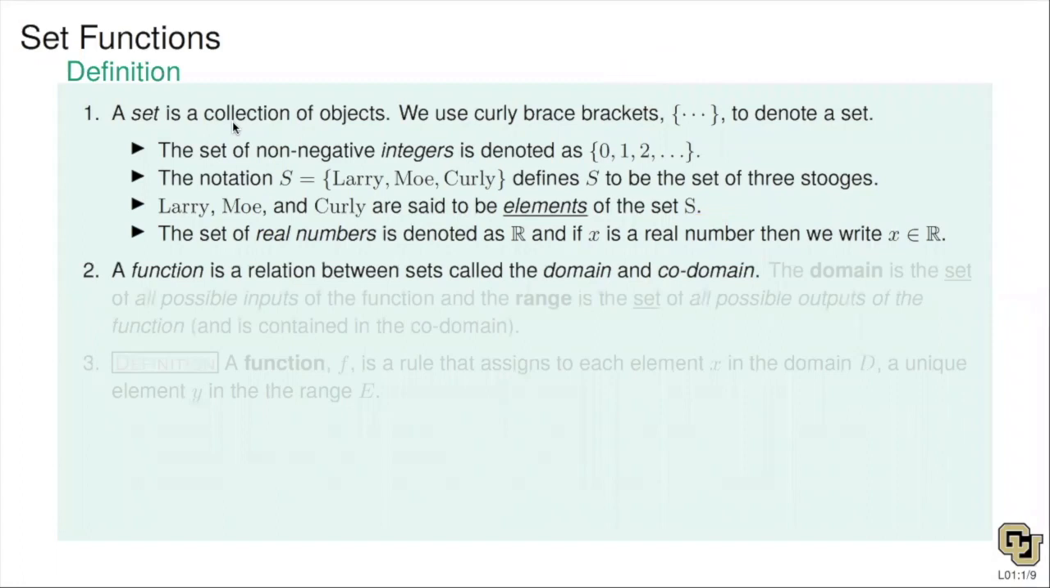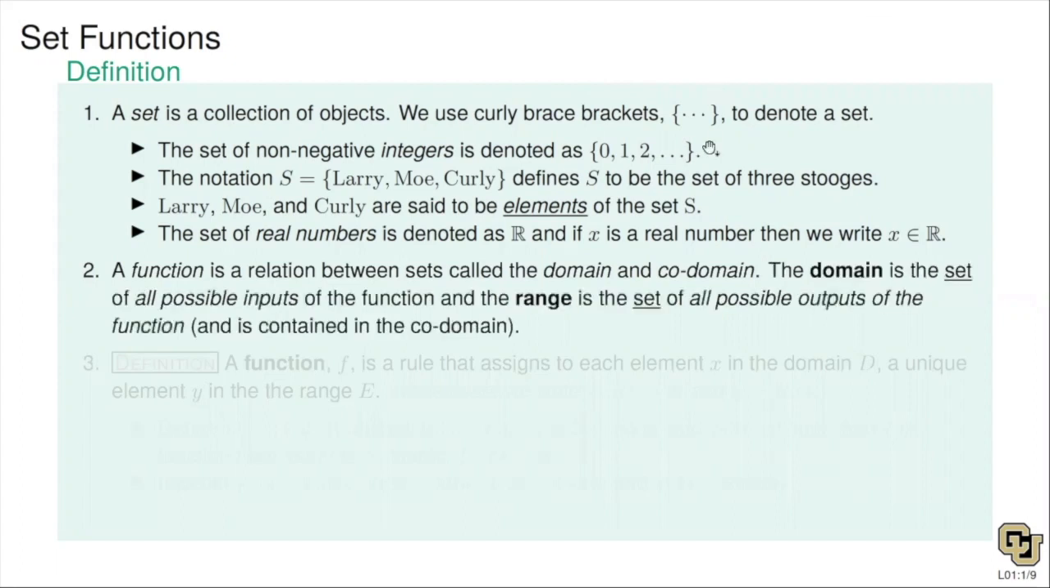A function is basically a relationship between two sets. You have a domain and codomain. Typically the word codomain is not used as much in algebra or pre-calculus, but it comes up later. A more common word that's used is the word range. So the domain is the set of all possible inputs, and the range is the set of all possible outputs of the function.